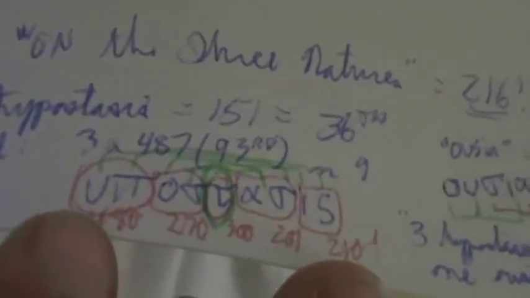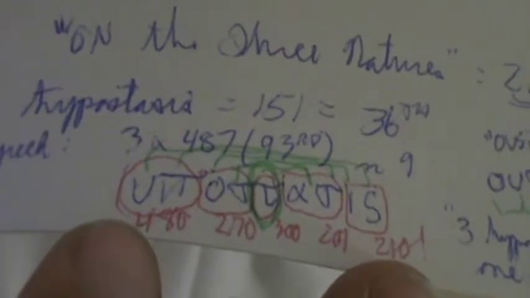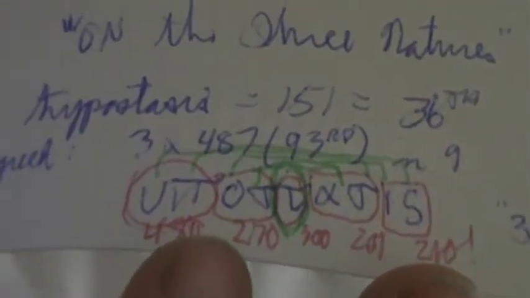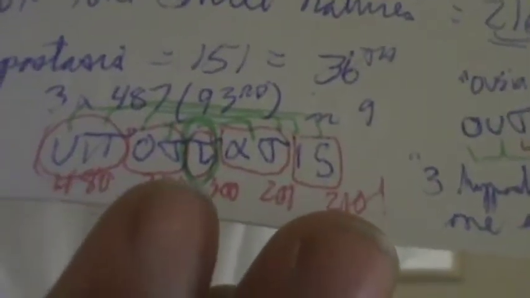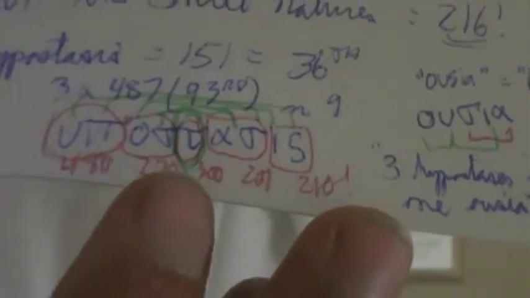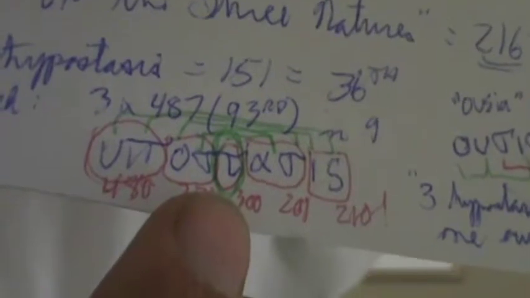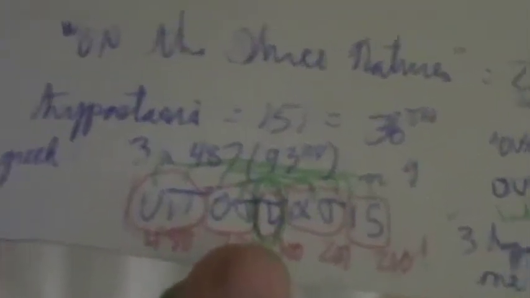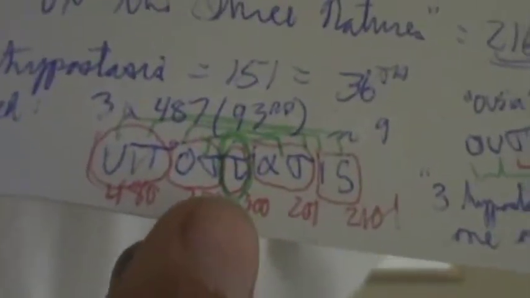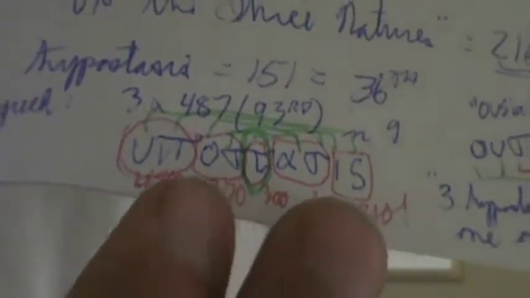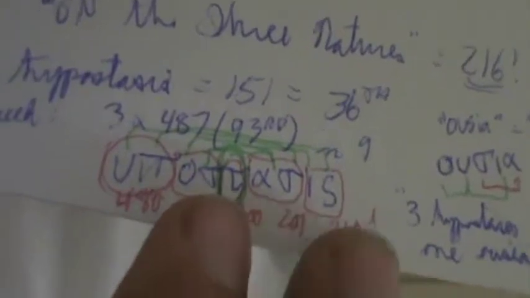Look, every single circled set of letters in red divides by three, yielding the numbers 480, okay, followed by 270, 300 at the dead center, then 201 divides by three, and then 210 on the end divides by three. And then notice that the 300, there are nine letters perfectly, 3 times 3. The 300 is at dead center all by itself, the T. And then best of all, you can go pairwise from the inside out to make multiples of 3.